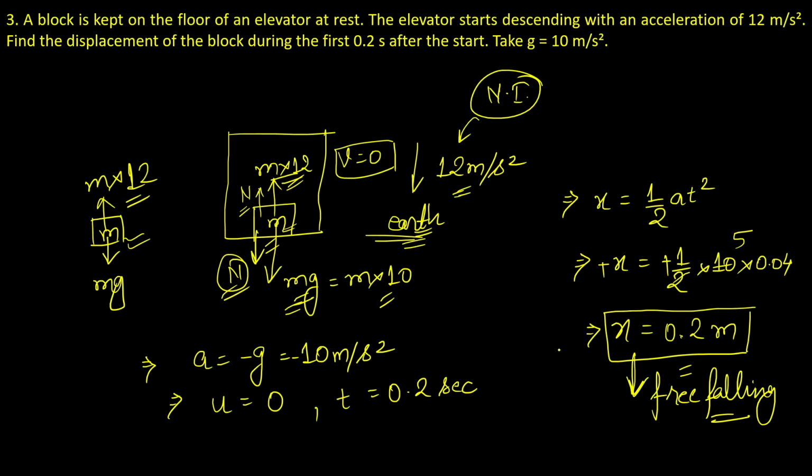And that's why this is a very unique situation, because it has left the lift surface. And that's why the displacement of the block during the first 0.2 seconds will be considered just by taking the acceleration as minus 10 meters per second square. Why minus? Because it is in the downward direction, because that is the acceleration due to gravity, because now this mass is only under the presence of gravity, not in the presence of this 12 meters per second square force, because this is now under the consideration of inertial frames of reference, not the non-inertial frames of reference, because it has already left the scope of non-inertial frames of reference, as it has left the surface of this lift, which was considered to be a non-inertial reference frame.